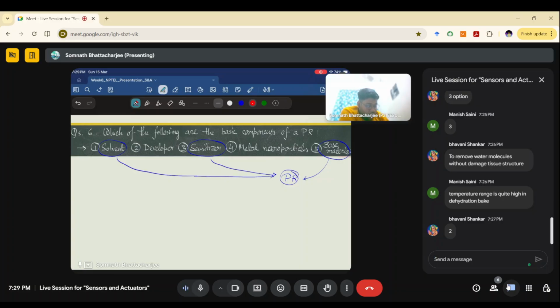Apart from that, obviously metal nanoparticle doesn't have to do anything with these. And developer is a completely different thing. So we have a separate PR developer. What kind of a PR you are using, based on that you will have to choose your PR developer. So PR developer is not part of PR. PR is completely a different thing. So the photoresist, the red liquid kind of a thing, is made out of the base material, its solvent, and its sensitizer.